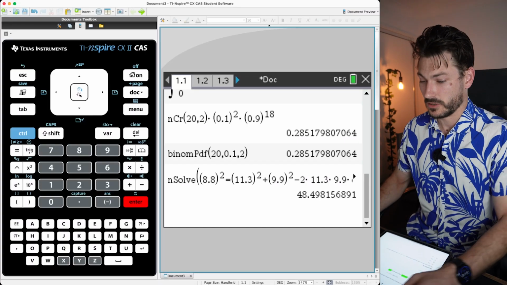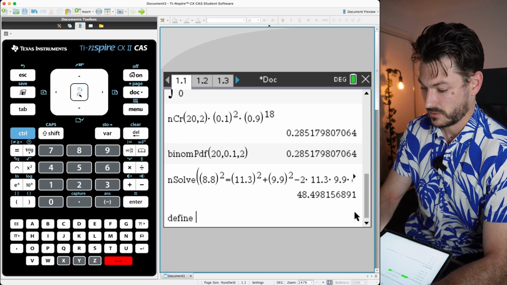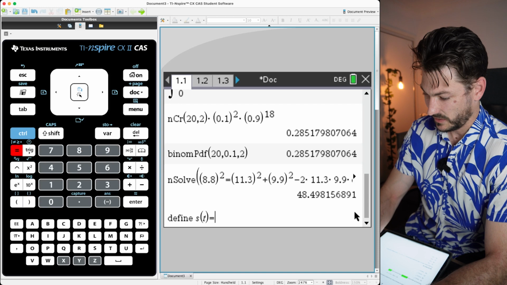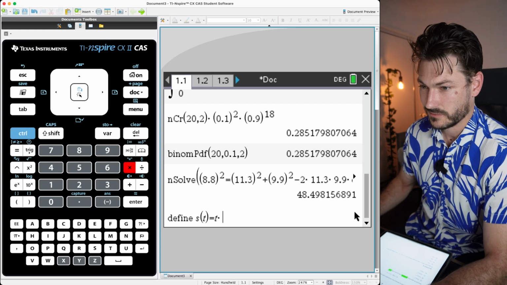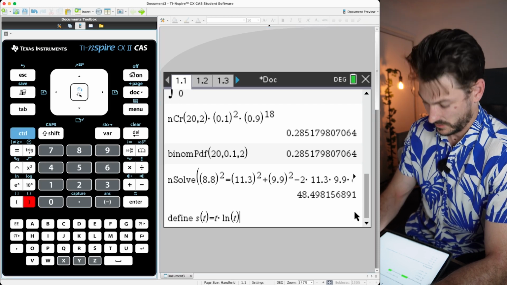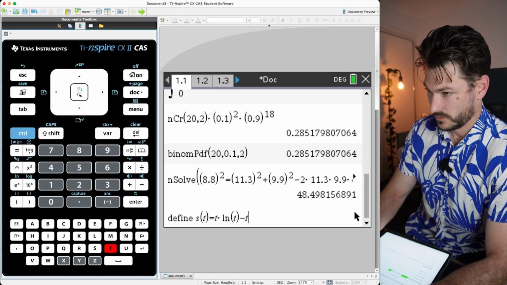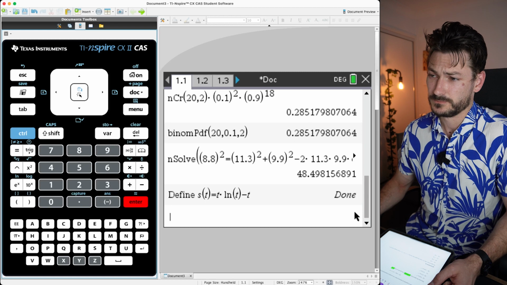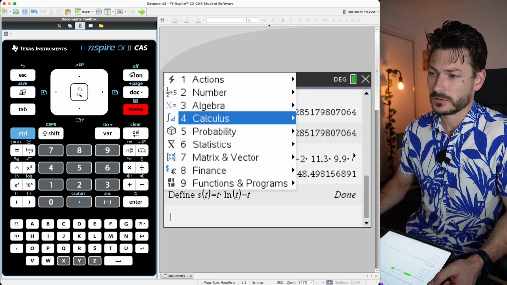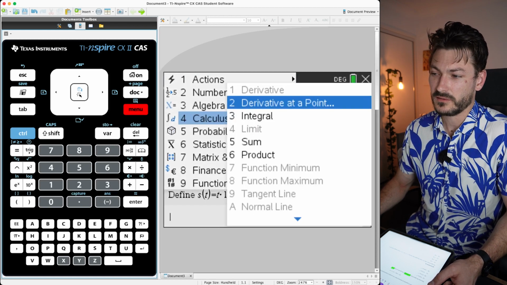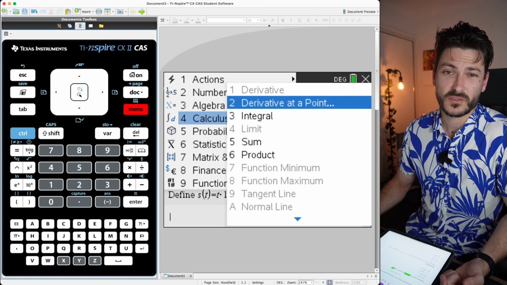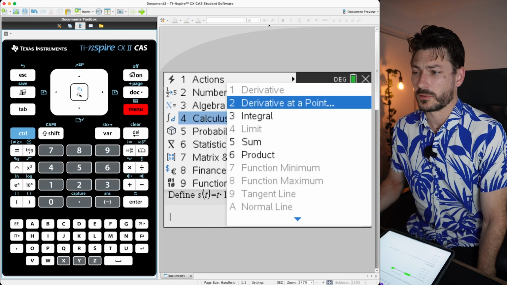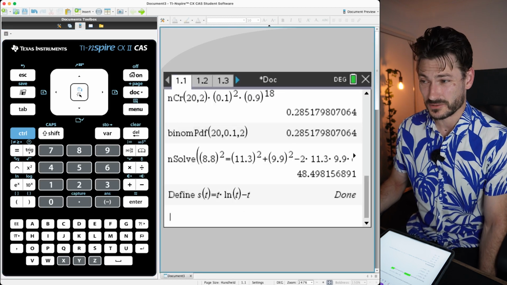So my function, I'm just going to quickly define it. S of t is equal to t times ln of t, minus t. So that's defined now of s of t. What you want to do, go menu, go calculus. Notice some of these are grayed out. That's because it's in test mode and I can't do that algebra. So I'm going to go derivative at a point, which I can do.